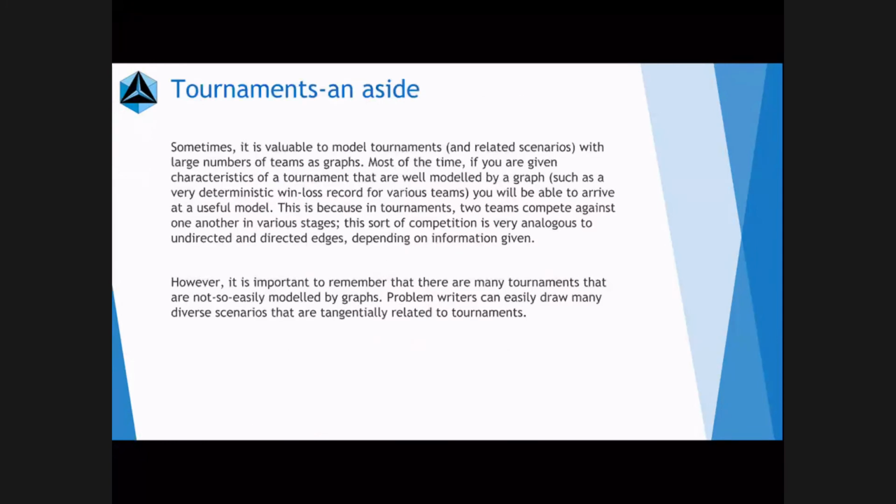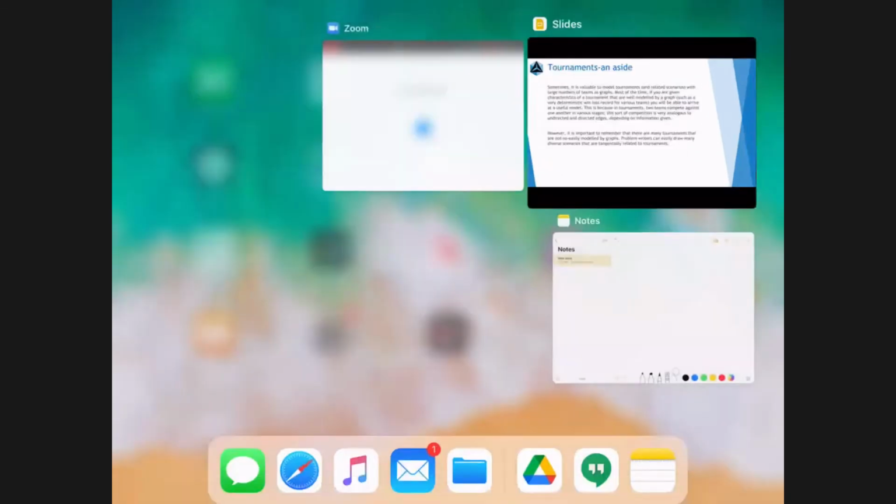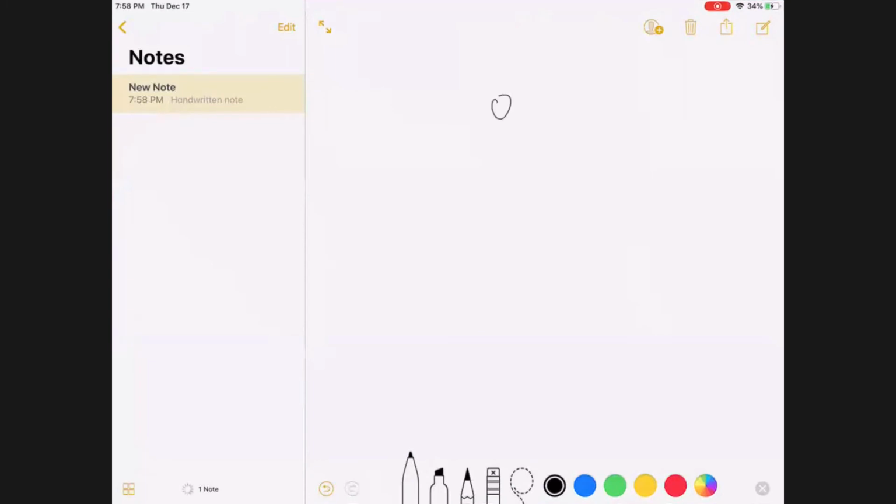We'll also talk about tournaments. These will show up a lot, but you will not have to really know much graph theory to understand them. The idea is that if you have a tournament where people play one another, A plays B, this would be an elimination tournament, not a round robin tournament. You can also model a round robin tournament.